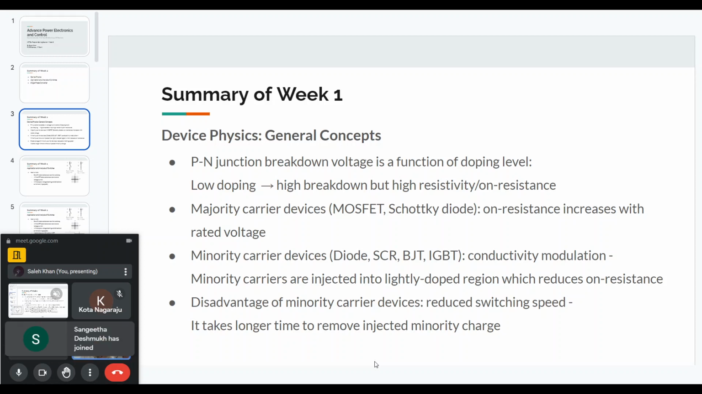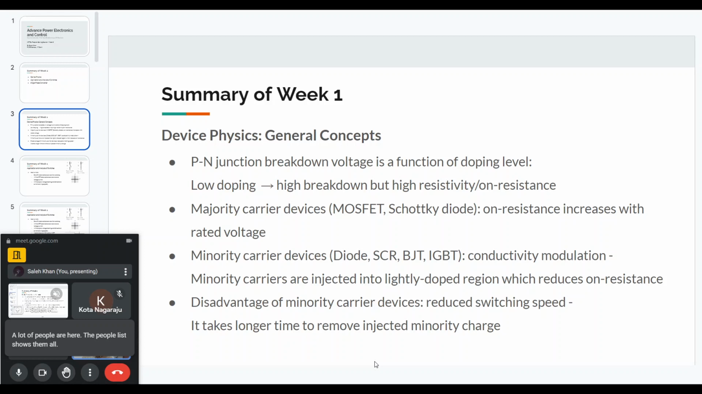These are called majority carrier devices, like MOSFET and Schottky diodes. In this case, just like we mentioned, low doping will increase the breakdown as well as the resistivity. So if we have a higher voltage device, that means the doping level is low, the resistance will be high in majority carrier devices. But minority carrier devices like diode, SCR, BJT, IGBTs have a phenomenon which is called conductivity modulation.